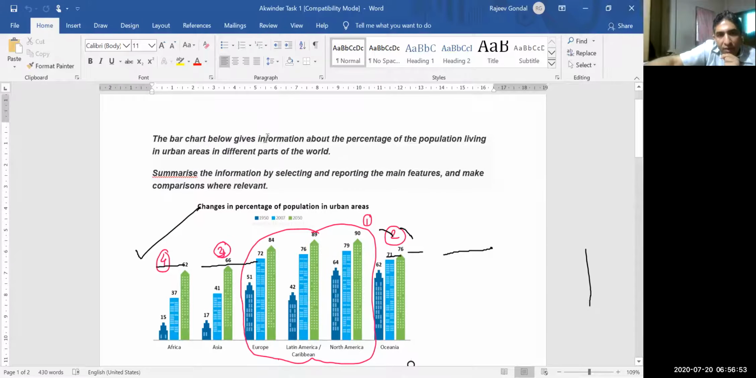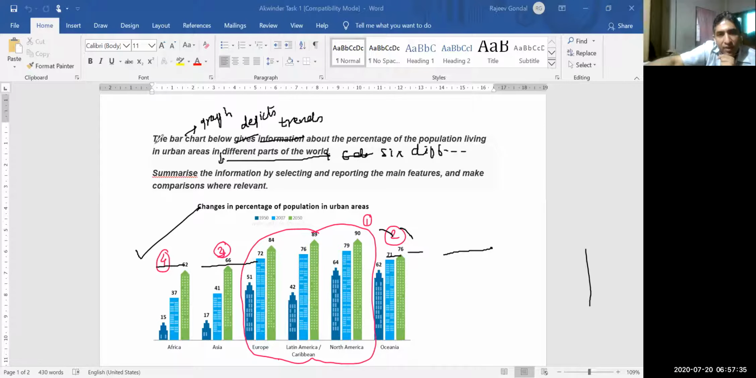The bar graph below gives information about the percentage of population living in urban areas in different parts of the world. So you can just change it. There is no need to waste a lot of time writing the introduction. The bar graph below, so the bar chart, you can write the bar graph below gives. So in place of that, you can say depicts information about. So you can talk about it as trends about the percentage of population living in urban areas in 6 different regions of the world. So just change it a little bit. So that is one good way of writing the introduction.